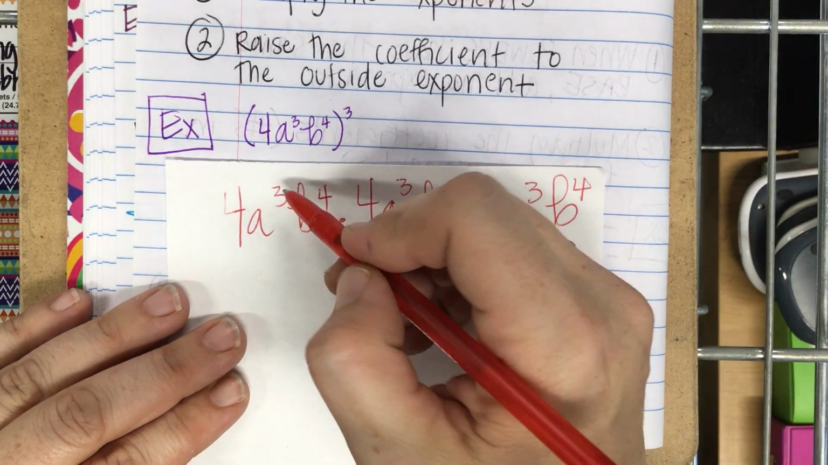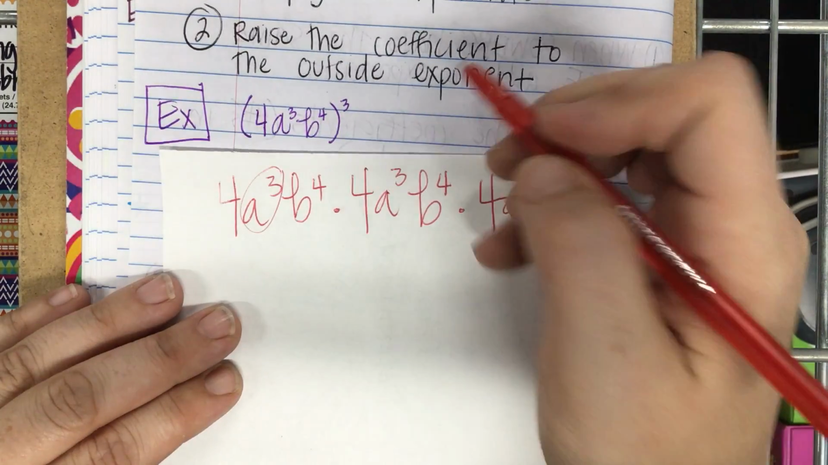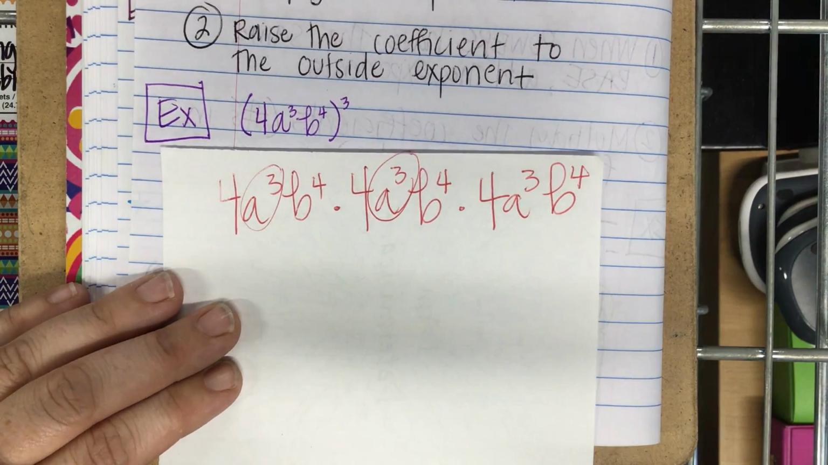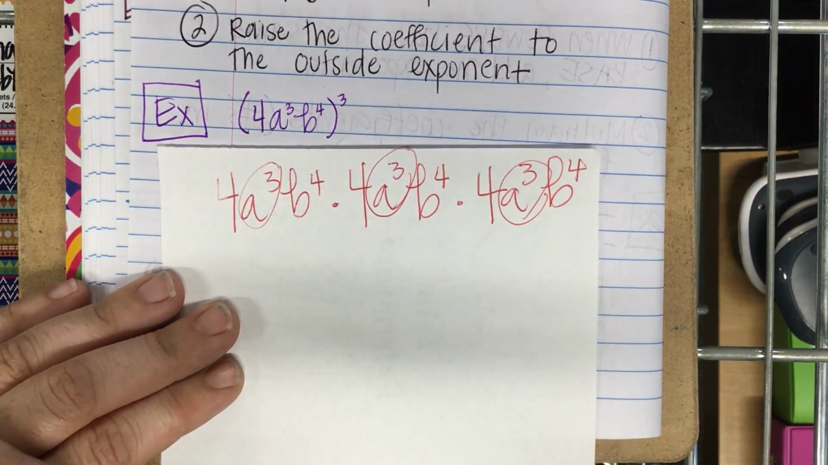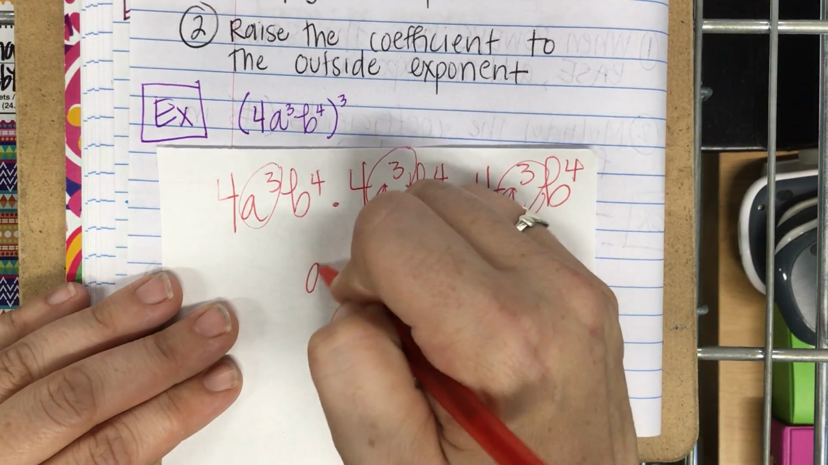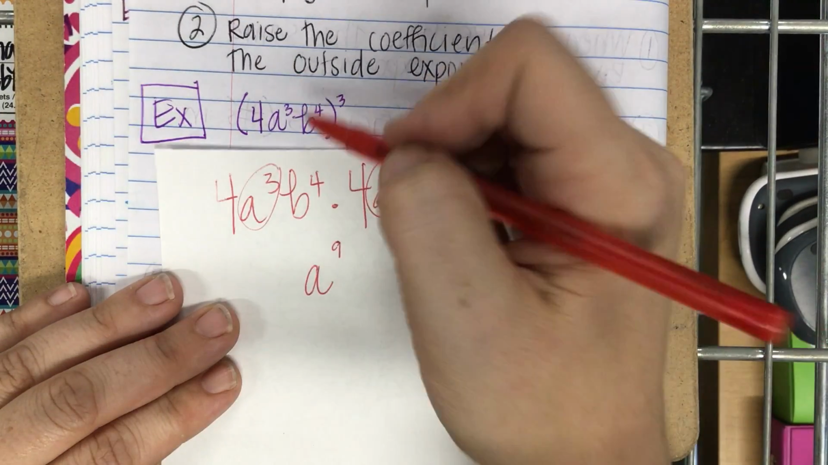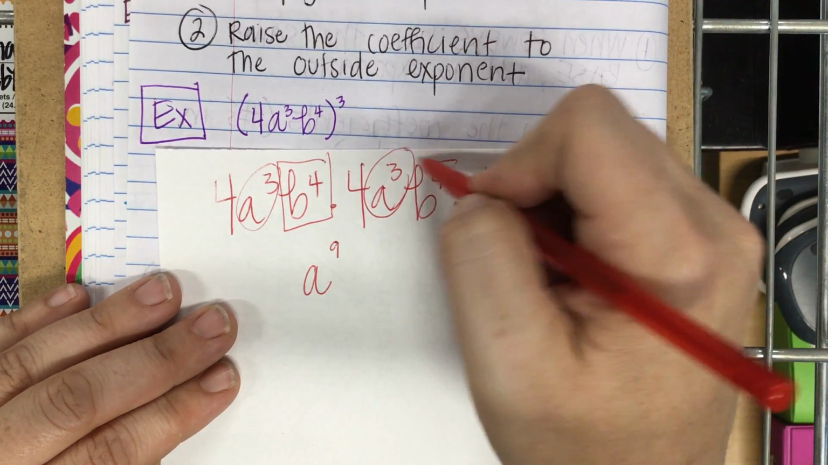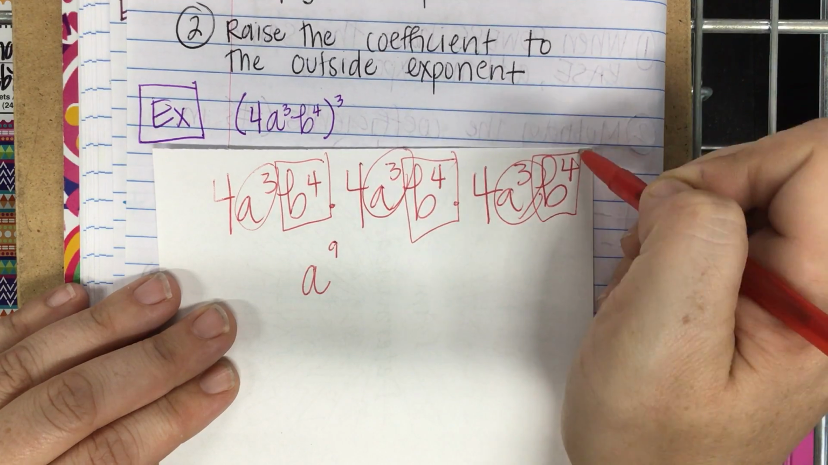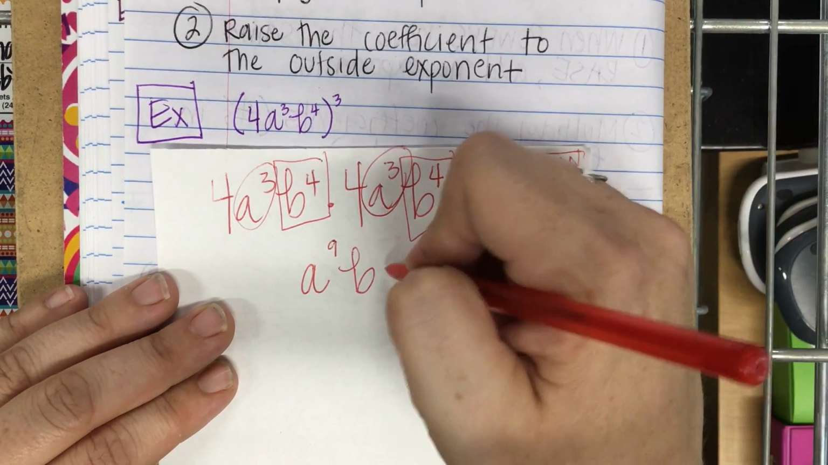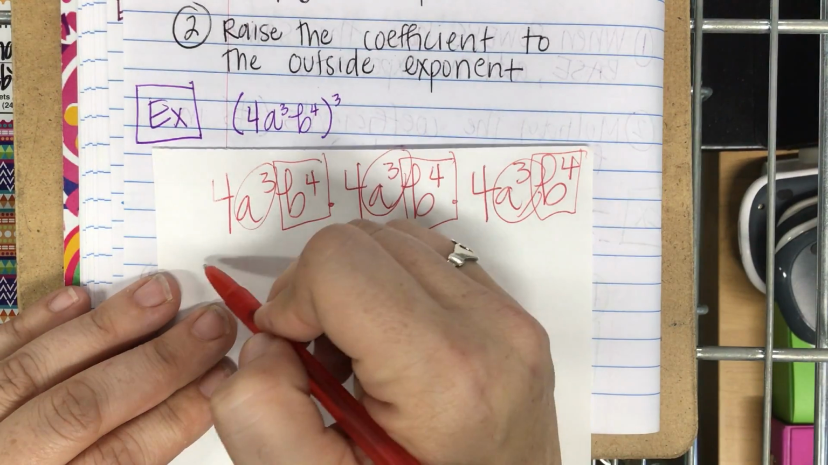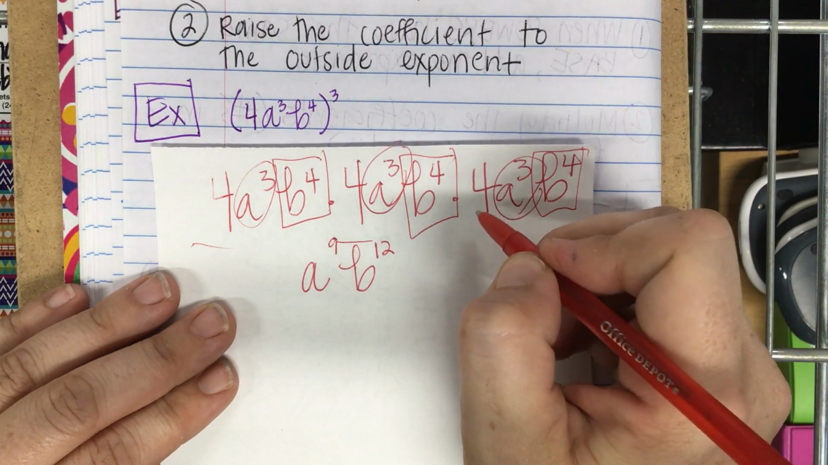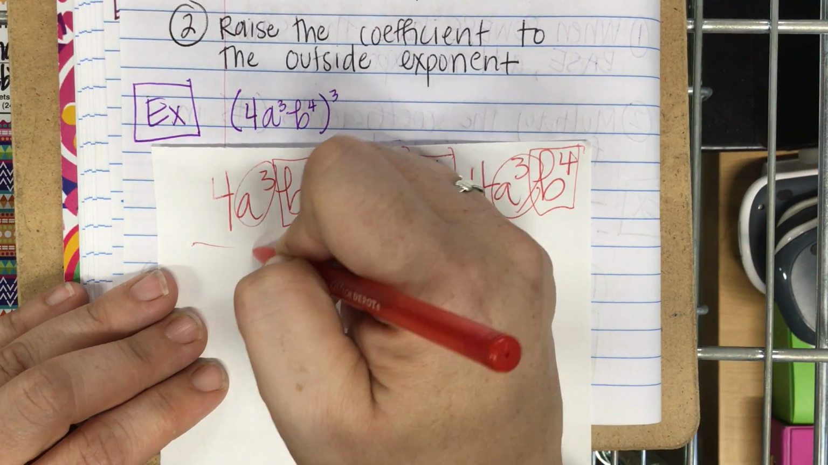And then I could say, oh, there's 3 a's right here. And there's another 3 a's right here. And there's another 3 a's right here. So that's a to the 9th. And then I could say, oh, here's 4 b's, and here's another 4, and here's another 4. So that would be b to the 12th. And then I could say 4 times 4 is 16, and 16 times 4 is 64.